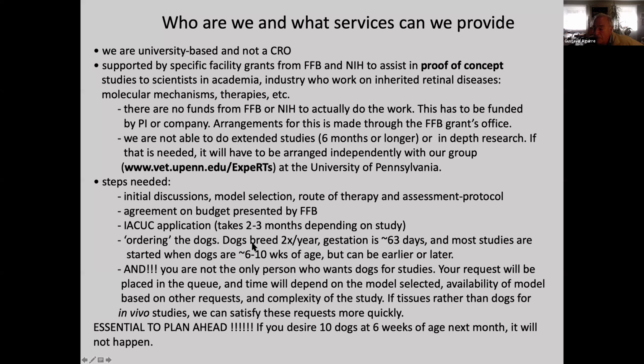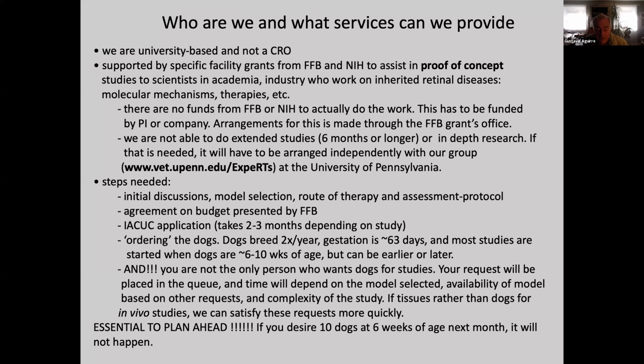Dogs don't come from the shelf. We have to breed them. They breed twice a year. They have a gestation of 63 days. And if you do a study at 6 to 10 weeks of age, you have to have 63 days plus 70 days before, if it's at 10 weeks of age, before you can do the study. And you have to plan that the dog is going to be bred.